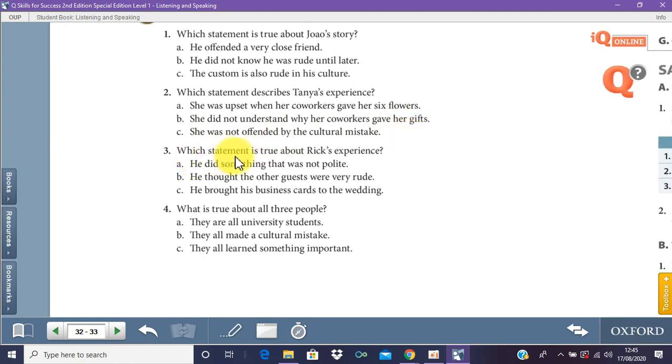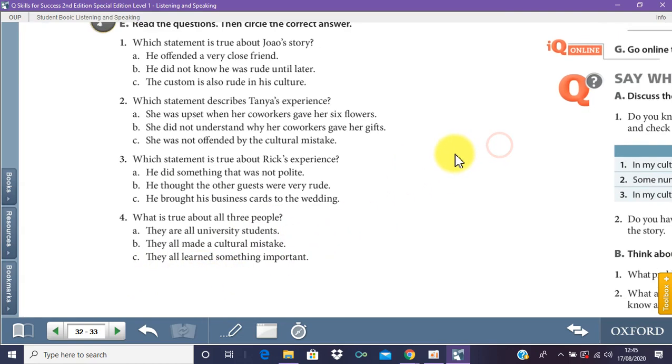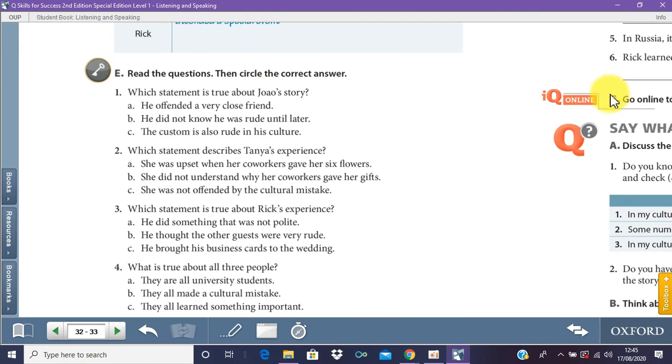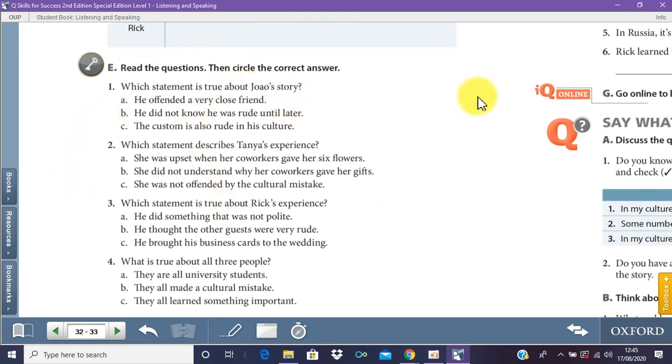Number 3, which statement is true about Rick's experience? He did something that was not polite. Number 4, what is true about all 3 people? The answer is they all learned something important. Okay? That's it. So that's question number E done on page 32.